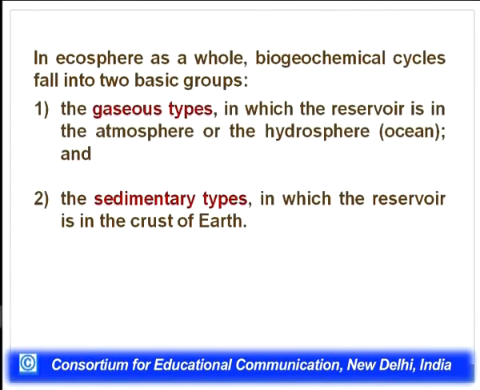So in the ecosphere as a whole, biogeochemical cycles fall into two basic types. One is termed the gaseous type, in which the reservoir is in the atmosphere or the hydrosphere. So we will see that the nutrients tend to accumulate either in the air or in the hydrosphere, and when from there the nutrients are utilized and then circulated between the organisms and the immediate environment, they are termed the gaseous types of biogeochemical cycles.